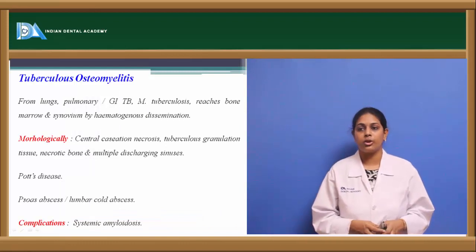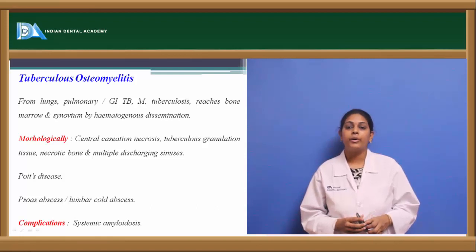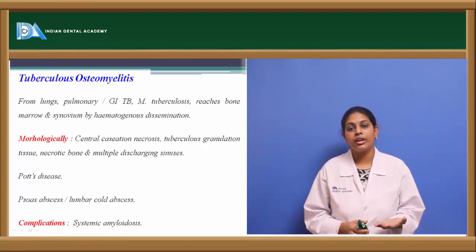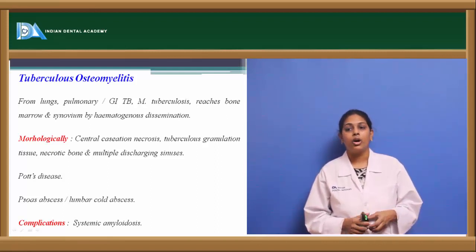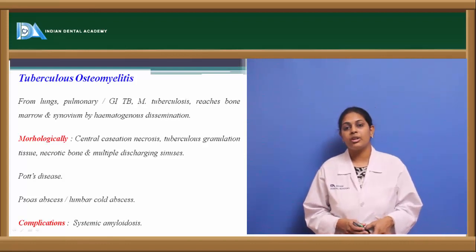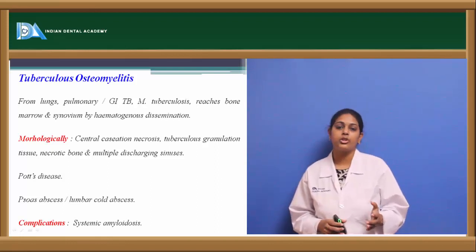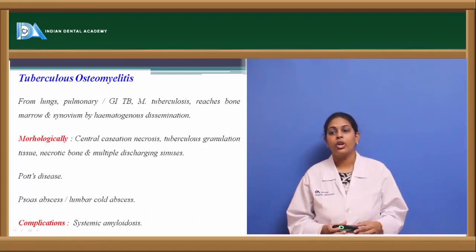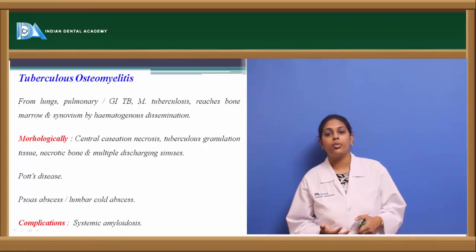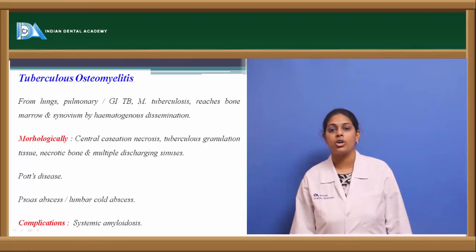Coming to tuberculous osteomyelitis, usually there is an infection which spreads directly from the lung, as in pulmonary tuberculosis, or from gastrointestinal tuberculosis, which reaches the bone or the bone marrow and subsequently results in tuberculous osteomyelitis. This is most commonly spread only by the hematogenous route, unlike pyogenic osteomyelitis, which also spreads by direct extension. Morphologically, since it is tuberculosis, it involves caseous necrosis, and we can appreciate the presence of caseous necrosis in this tuberculous osteomyelitis.